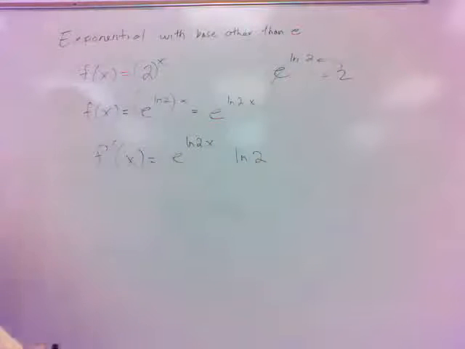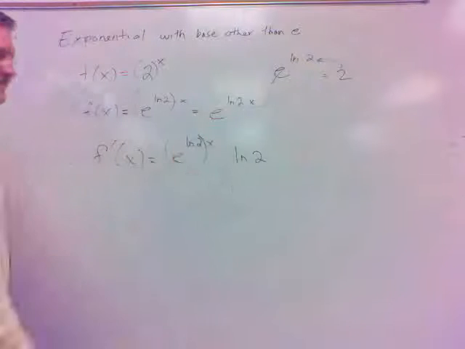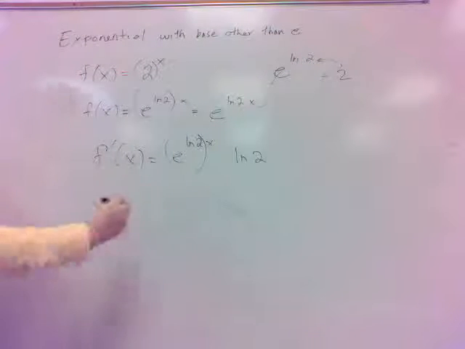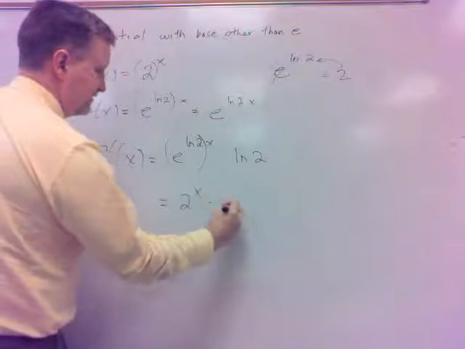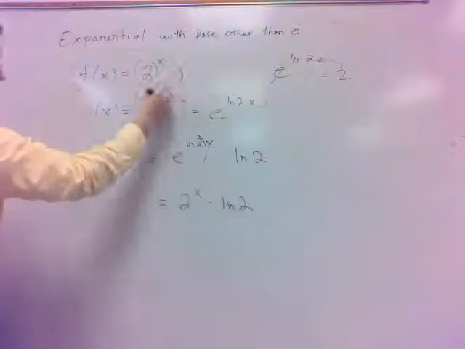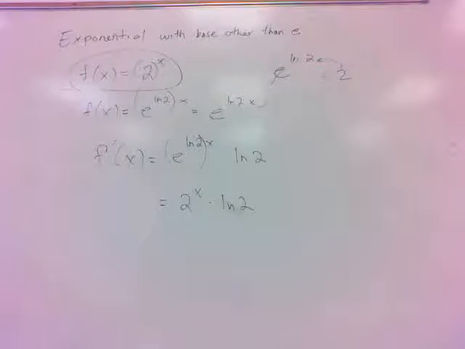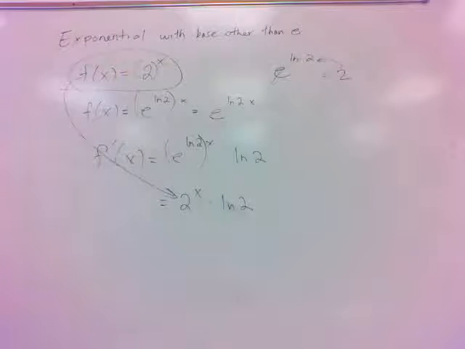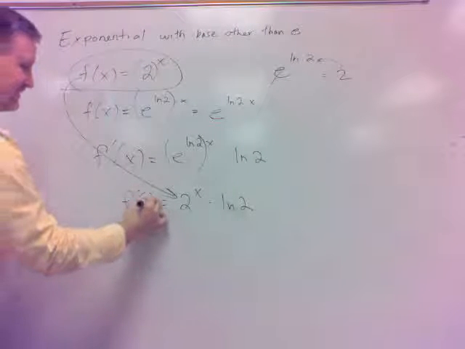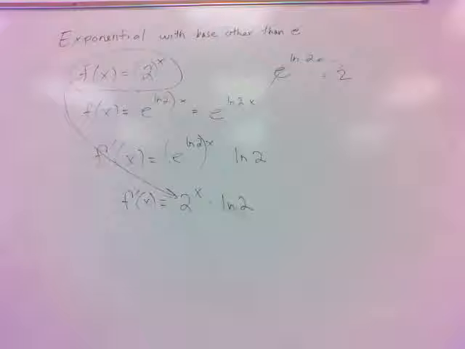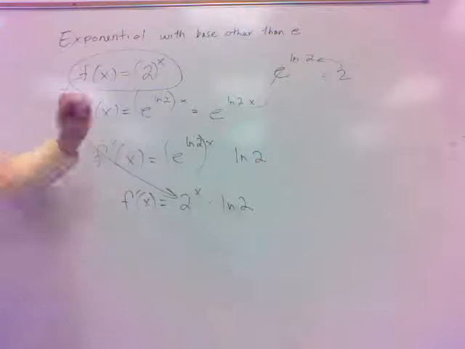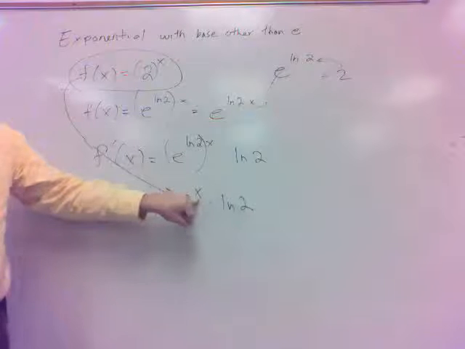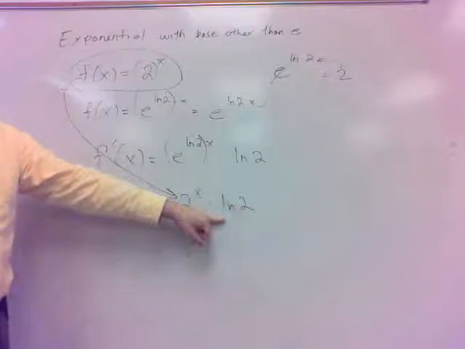Okay, well, now let's reverse here. What is this right here? 2. Here it is. We started with 2 to the x. Our derivative turned into 2 to the x ln of 2. Isn't that similar to what we had with the log other than base e? Turns out the derivative of 2 to the x is just 2 to the x, but you have to multiply it by the natural log of 2, the base.